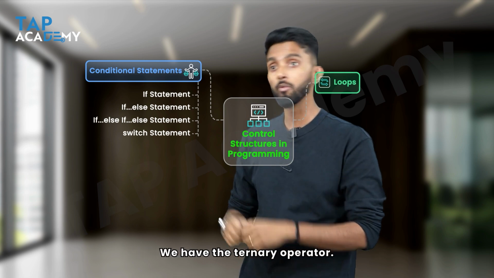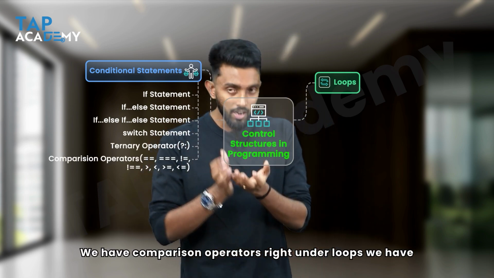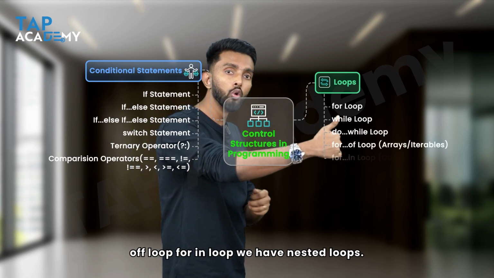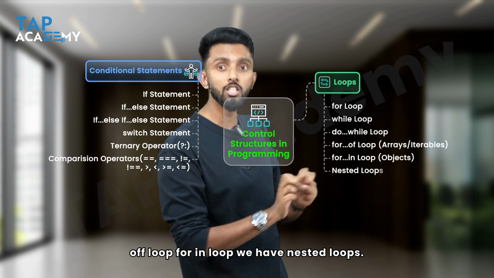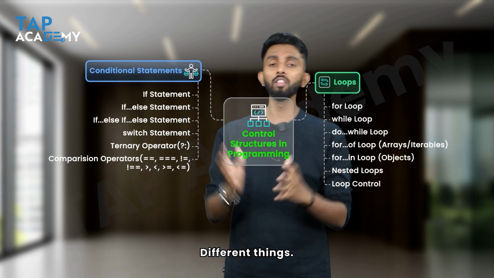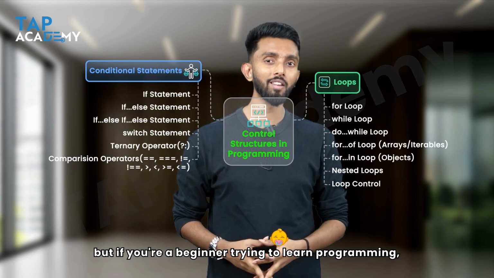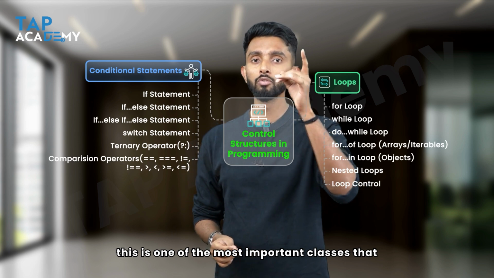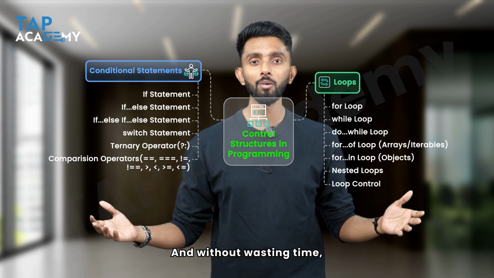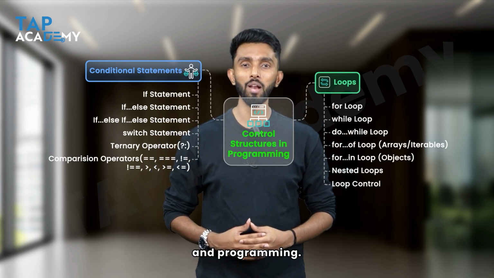Under conditional statements, we have if statement, we have if-else statement, we have switch statement, we have the ternary operator, we have comparison operators. Right? Under loops, we have for loop, while loop, do while loop, for of loop, for in loop. We have nested loops, we have something called as loop controls, break. Right? Different things. I know it's a lot to consume in one shot. But if you're a beginner trying to learn programming, this is one of the most important classes that you'll ever be attending. And without wasting time, let's dive deep into the world of control structures in programming.